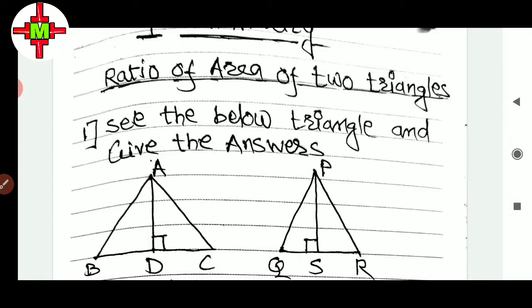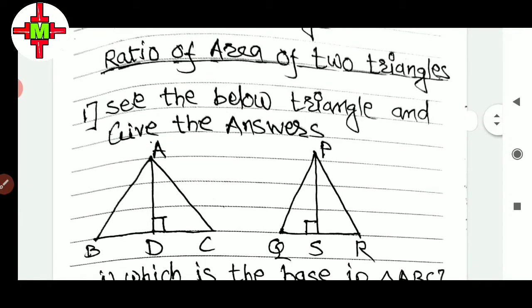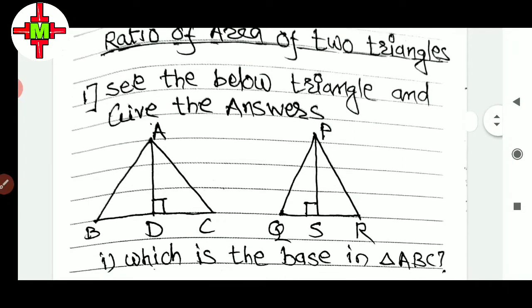What are the properties or what are the formulas of ratio of area of two triangles we have to study in this chapter first. Then you study first the base and height of the triangle. You know that there are different types of triangles: right angle triangle, equilateral triangle, but we study about the triangle which has base and height.